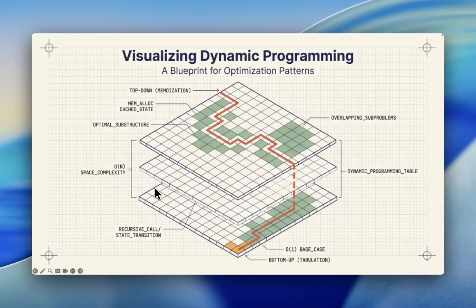Hey, hi friends. Today in this slide, I'm going to speak about how you visualize dynamic programming. So potentially you have a top-down approach, memory allocation, optimal substructure, space complexity, a recursive call, bottom-up, a base case, a dynamic programming table, and overlapping subproblems. When you hear these keywords, you need to connect these dots, and the questions that fall around these will be primarily around dynamic programming.